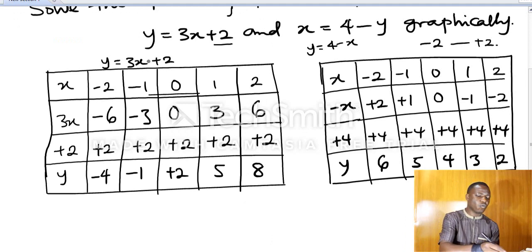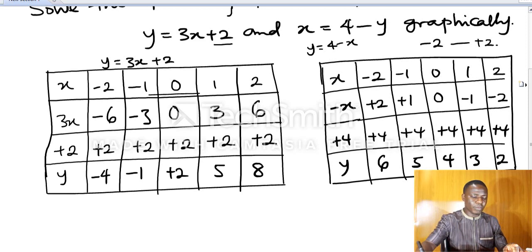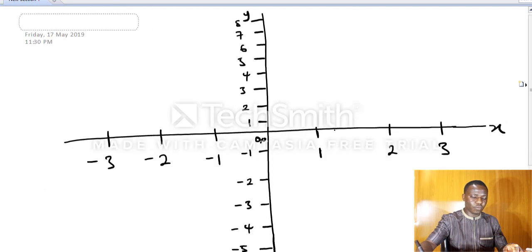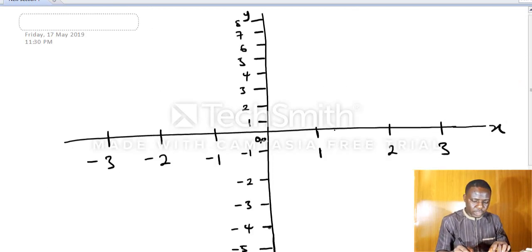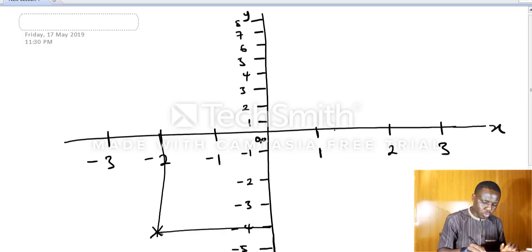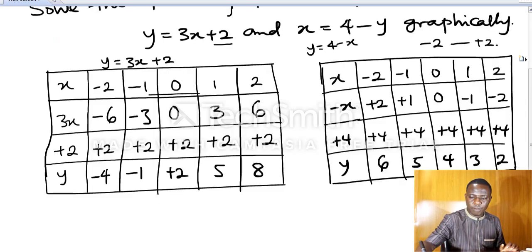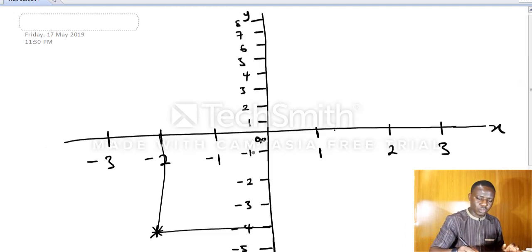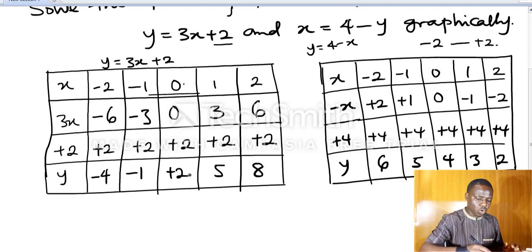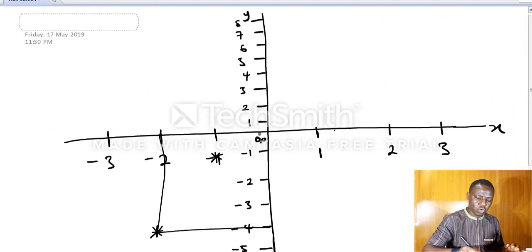So I'll start by plotting the graph of y is equal to 3x plus 2. That is, when x is equal to -2, y is equal to -4. So where is that point where x is equal to -2, y is equal to -4? -2, -4 is said to intersect at this point. So this is said to be the point. I'll do that for each of the values. That's -1, -1, so we say they intersect at this point. The next is 0, +2. 0, +2 is said to be here because at this region x is 0, y is +2.